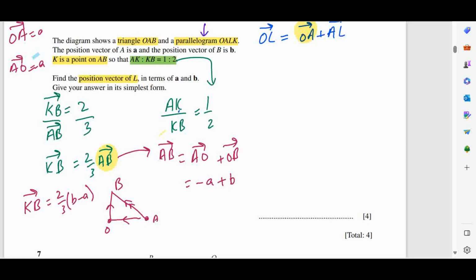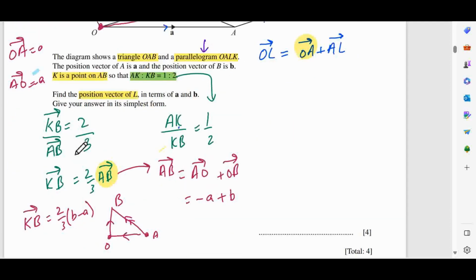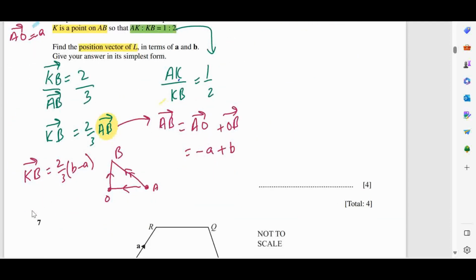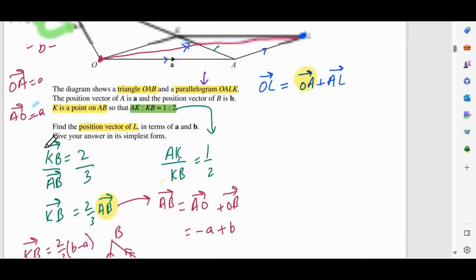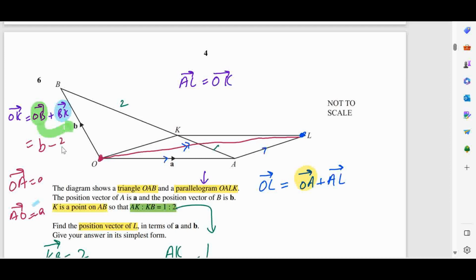Now we will use this KB. Now we need to find BK, so for BK we need to change the direction: minus 2 by 3 into b minus a. So from here we just put it over here. O to B will be equal to small b, plus BK, and BK is equal to minus 2 by 3 into b minus a. Just put it over here.